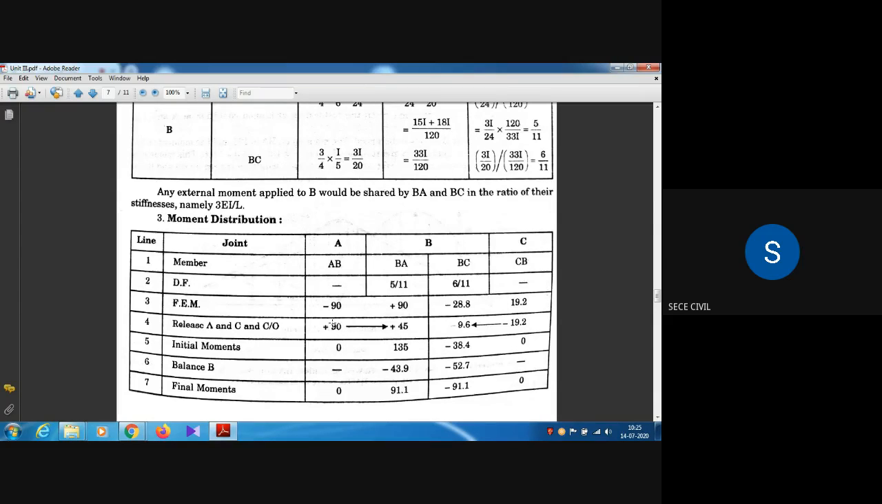Not the additional moment, it is a carryover moment. The moment transferred, the carryover, is 45 only. So 45 is the carryover moment, and here minus 9.6. That is the carryover moment.